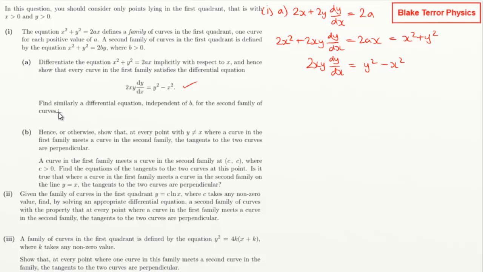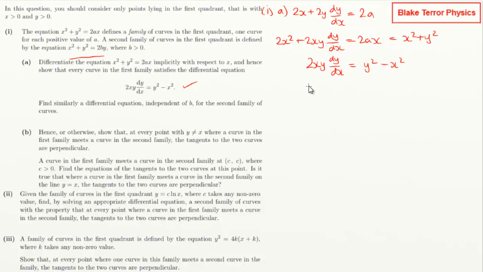Right. Find similarly a differential equation independent of b for the second family of curves. So what's the second family? x squared plus y squared is 2by. Right, okay, that's very similar then. In fact, it's the same, but they've swapped x and y around. They've called it b rather than a, but that's neither here nor there.